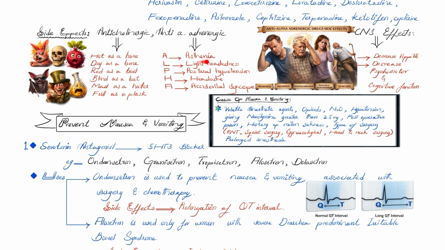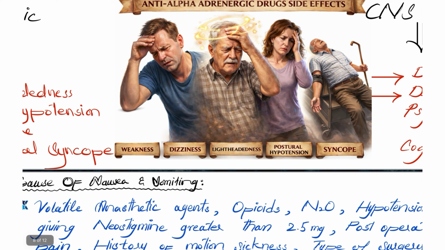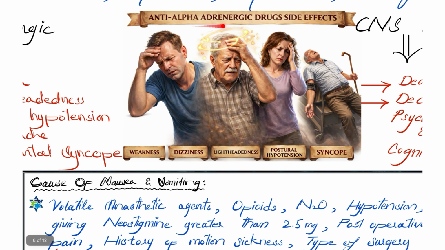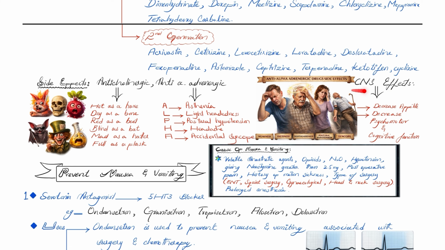Then anti-alpha adrenergic effect. It can be remembered by ALPHA. A means asthenia, which means the patient feels weak or there is easy fatigability, lightheadedness, postural hypotension when the patient is in a lying position, and when he stands up, there is a drop in blood pressure, decreased blood flow to the brain, and the patient may have syncope. Then headache, and accidental syncope. So you can remember it with this image, and it will be helpful for you to remember it for a longer time. Then there are some CNS effects of the antihistamines, like they decrease appetite, and decrease psychomotor and cognitive functions.